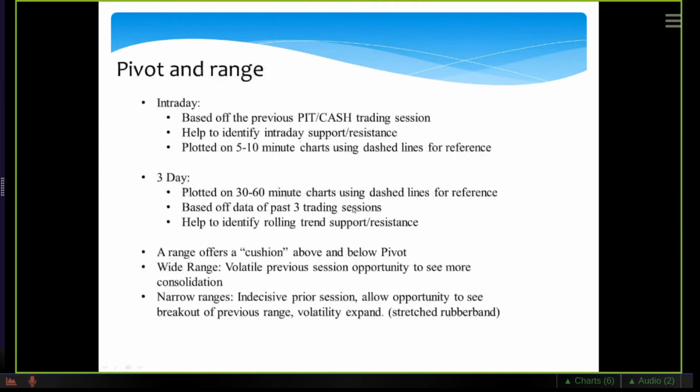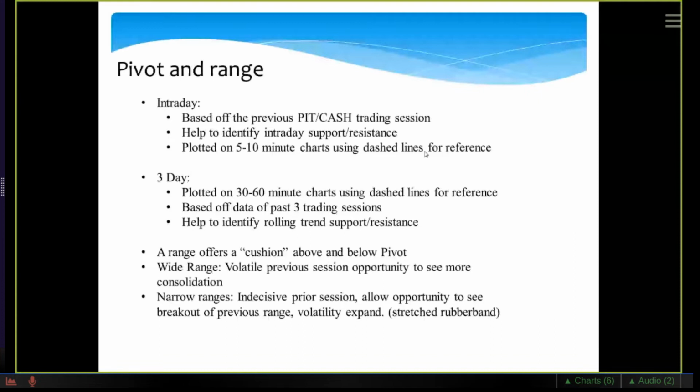The pivot and pivot ranges, the intraday being based off of the previous pit and trading session, help to identify support and resistance on an intraday basis. And I like to plot these on the intraday time frames, 5-10 minute, using dash lines, and this gives us a reference point where we can look for support and resistance, kind of like a zone. And the 3-day pivots, we plot on a longer time frame, 30, 60, 90 minutes, and they're based off of the last 3 trading days, and they help to identify the rolling support and trend.